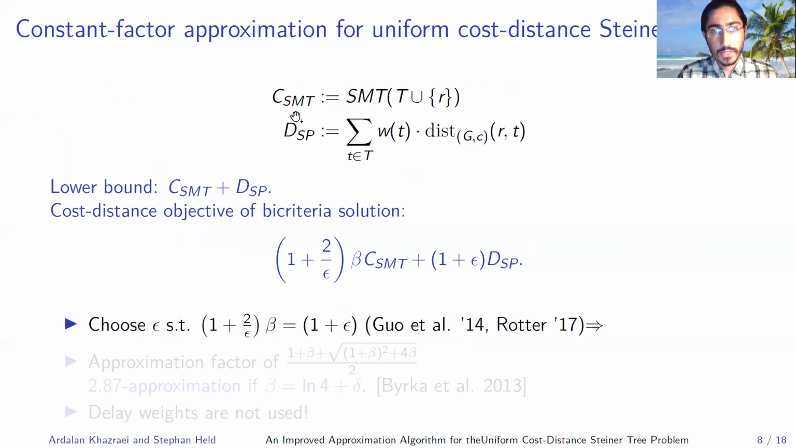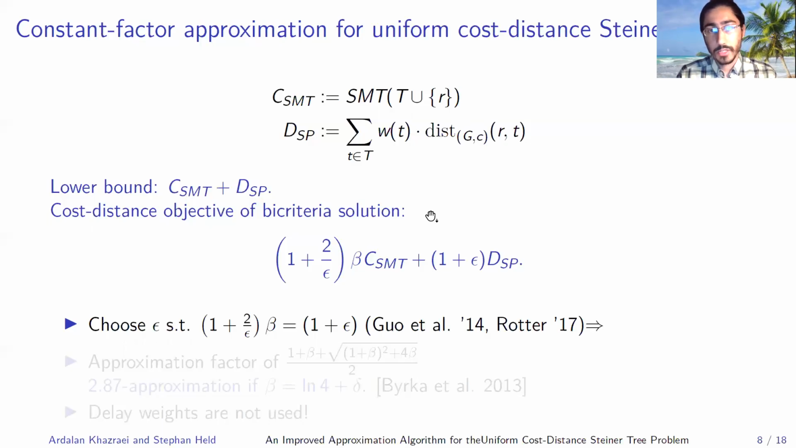So if C of SMT is defined as the cost of a minimum cost Steiner tree, and D of SP is the contribution to the delay term in the objective function of a shortest path tree, then since each one is the minimum for the respective term in the objective function, their sum must also be a lower bound for the entire objective value attainable by any solution. However, they might not both be able to be minimized by a single solution.